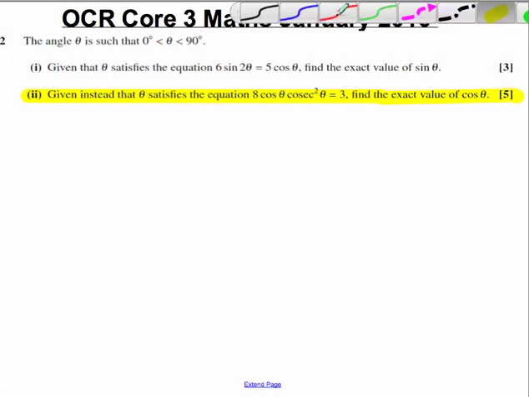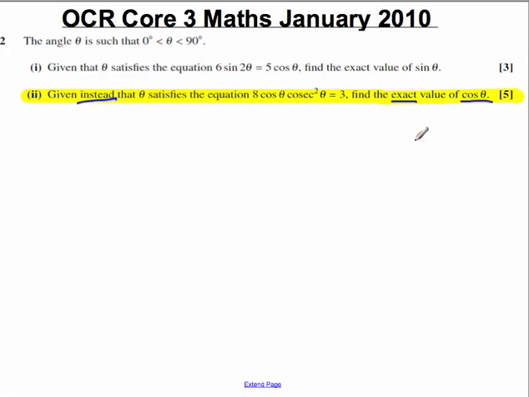Given instead that theta satisfies the equation 8 cos theta cosec squared theta equals 3, find the exact value of cos theta. Quite a lot of information is given here in this question. Given instead that theta satisfies this, that means that you have to ignore what you found out for sine theta and cos theta above. If it meant for you to use the above, it would say that given as well theta satisfies this. This is a new fact about theta, and you are to ignore part I fact.